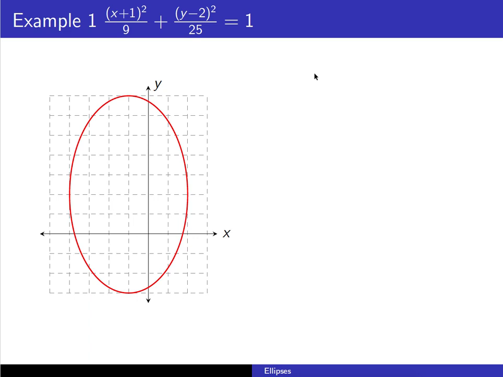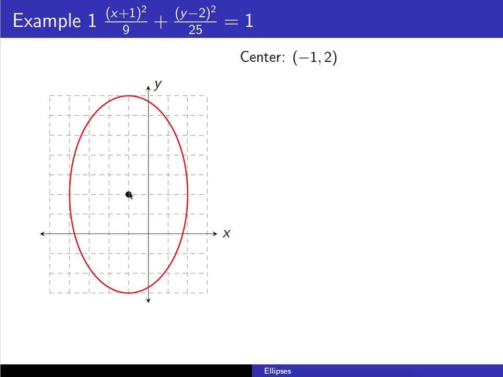Alright, well, first and foremost, I strongly urge you to graph it if you can. A lot of technology now allows you to graph things rather easily. Here's what it looks like. Our center is, x has a plus 1 and y has a minus 2 afterwards, so it's (negative 1, 2). So there's our center.